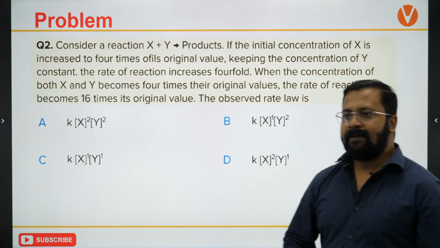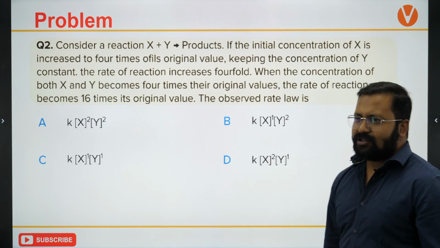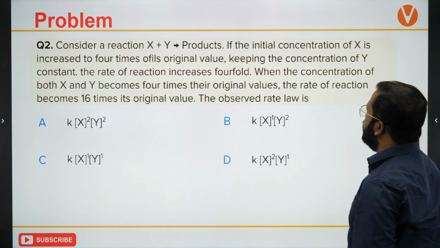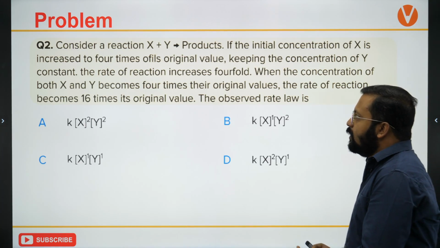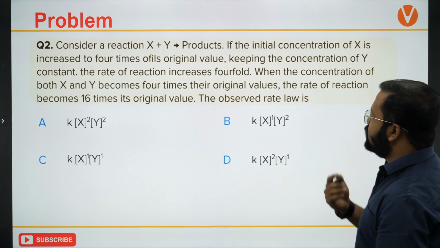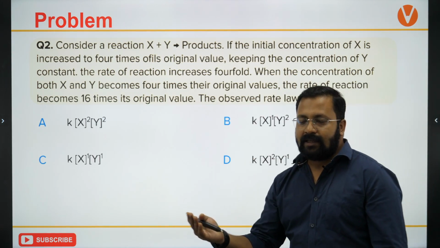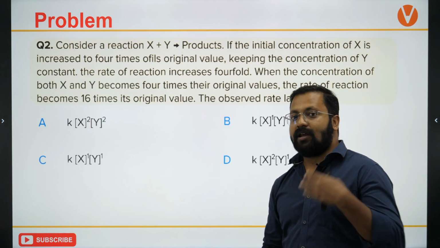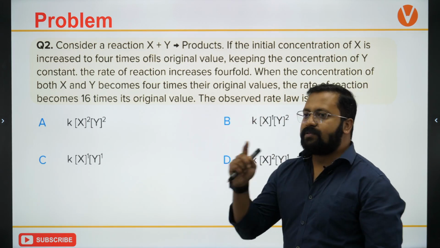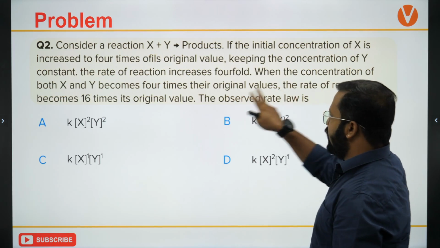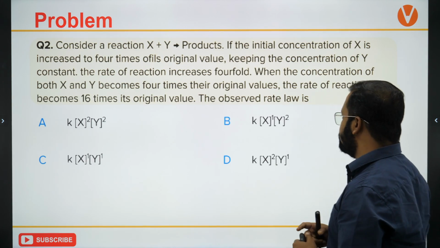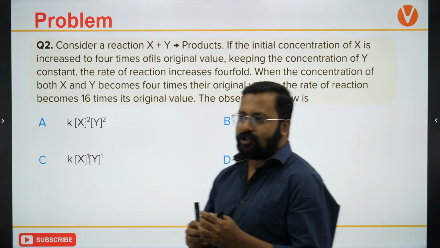Let's take this question. 4 options. Read the question, it's slightly lengthy. Consider a reaction X plus Y changing into products. If the initial concentration of X is increased to 4 times its original value, keeping the concentration of Y constant, the rate increases 4 folds. So 4 times increase of X concentration increases the rate 4 times. When the concentration of X is kept constant and Y becomes 4 times, the rate of reaction becomes 16 times the original value. So what should be the answer?